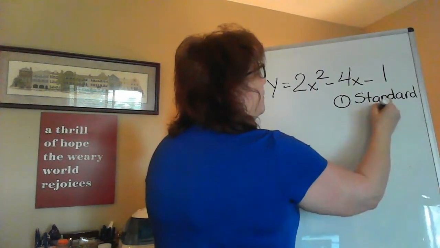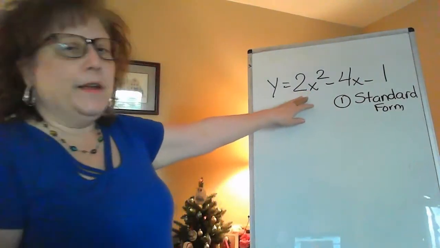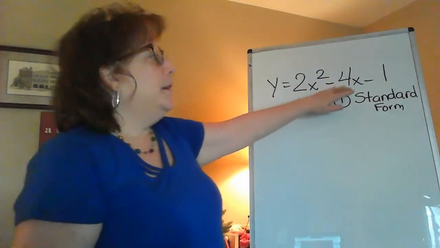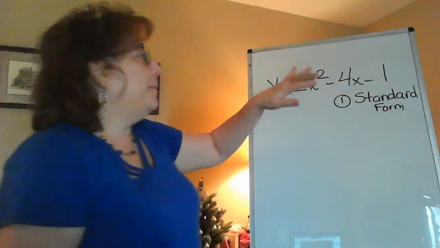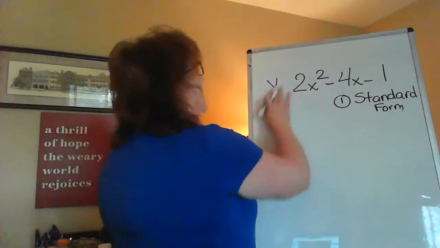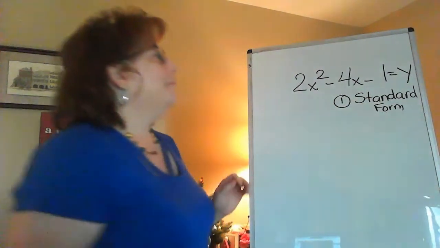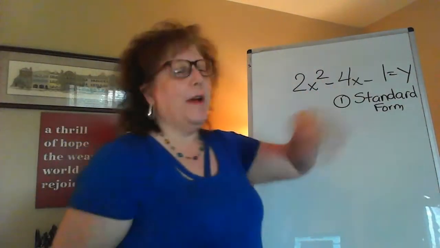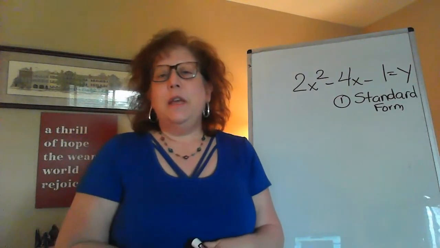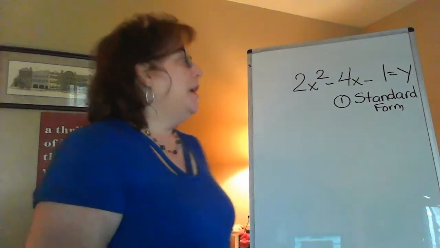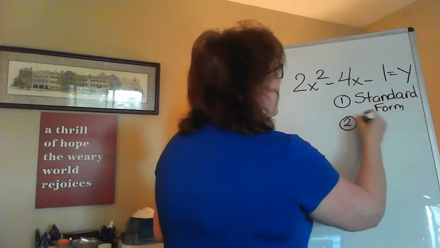Standard form. That means the x squared component goes first. The x component, the whole number, and then there's something on the other side. Now, just to make this look like all of our other problems, we're just going to put that y over there. So the first thing that we have to do is to put it in standard. The second thing that we have to do is find our a, b, and c.